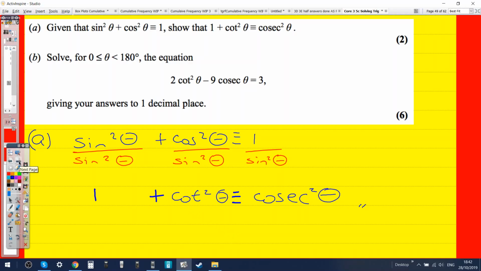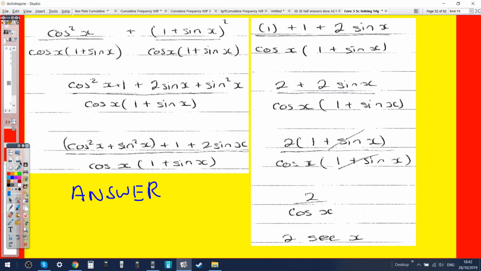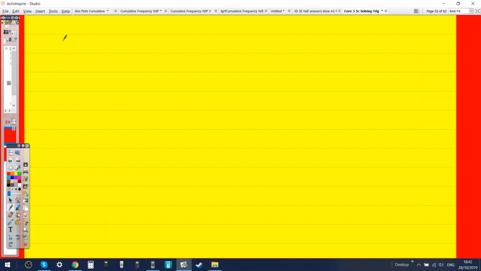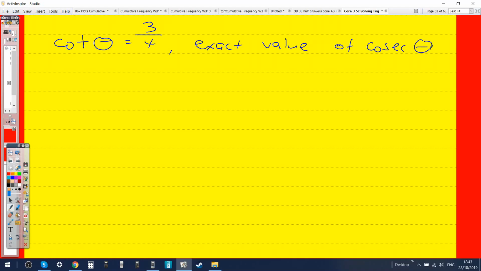There was a follow-up question to this, because I found a sheet with this on, and it says, if cot theta equals 3 over 4, find the possible values of cosec theta. Yes, so that's next. We'll skip ahead, just because you've brought it up. So if cot theta was, is it 4 over 3? 3 over 4. Then we want the exact value of cot theta? What did they want, sorry? They said find the possible values of cosec theta. Cosec theta. Okay.